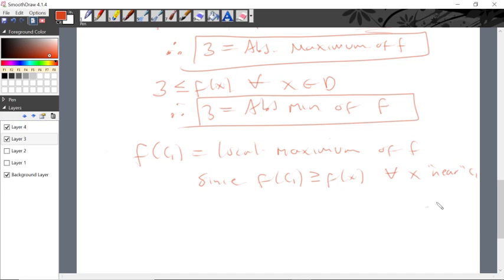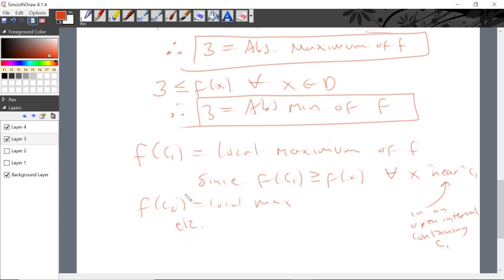So near means in an open interval containing C1. In other words, C1 is an element of some interval that contains C1. I didn't name it right now, that's fine. In an open interval containing C1. So f of C1 is a local maximum of f. But so is f of C2. F of C2 is a local max, etc., etc.